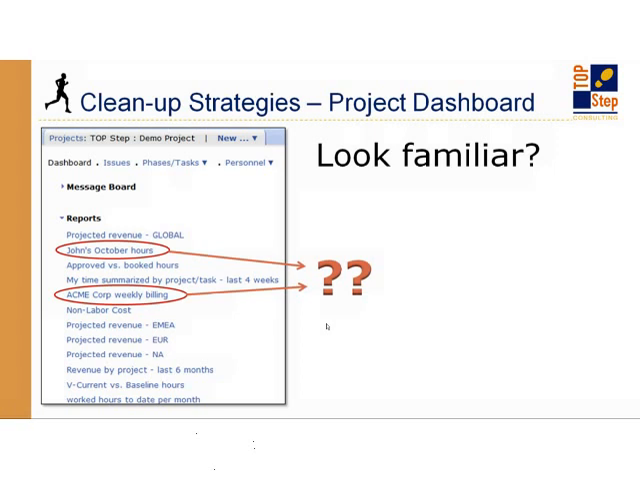First of all, does this look familiar? The project dashboard. You have projects like John's October hours or Acme Corp weekly billing. Those reports have nothing to do with this project. Or they get really crazy. You have like John's hours for 10/7 through 10/12 on Acme Corp, non-billable. So you see all kinds of reports cluttering up the project dashboard. It's a pain to keep up with.